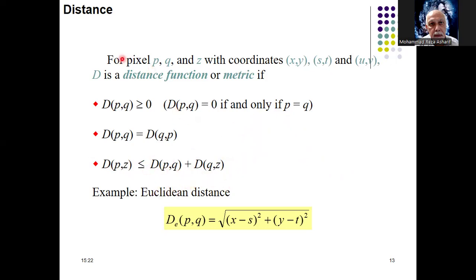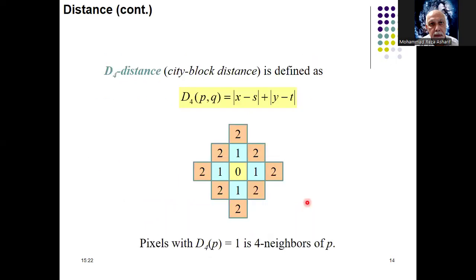For instance, we have different kinds of distance. One example is the Euclidean distance. As everybody knows, the Euclidean distance is the root of (x minus s) squared plus (y minus t) squared. This is the Euclidean distance. We define another distance, for instance D4, which we call city block distance. This is the absolute value of x minus s plus the absolute value of y minus t.